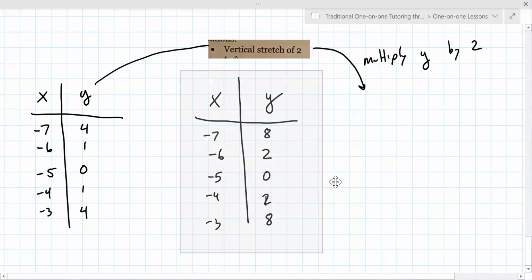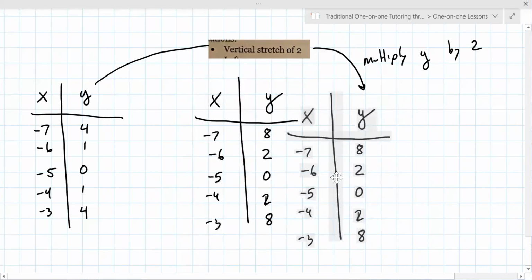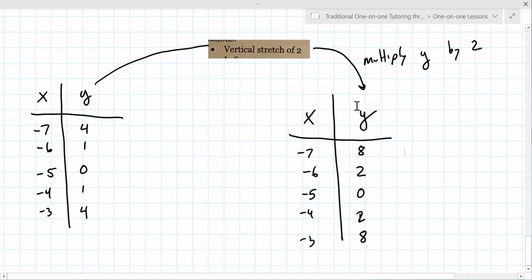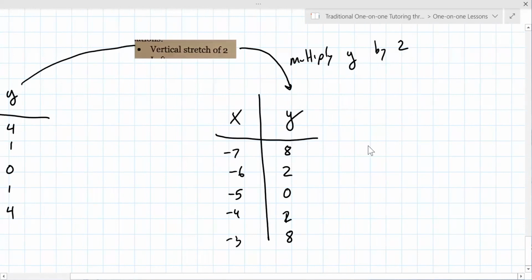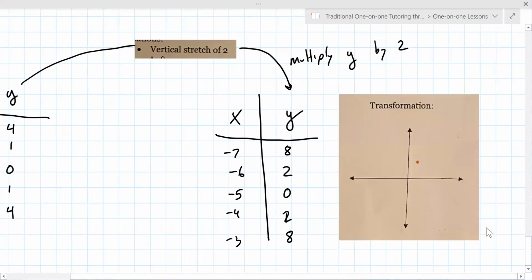Okay. Let me put this right there. I think it'll be a little clearer. Okay. So now we can make our third graph. Okay, so I'm gonna snip that in here. And again, we're just graphing the ordered pairs here.